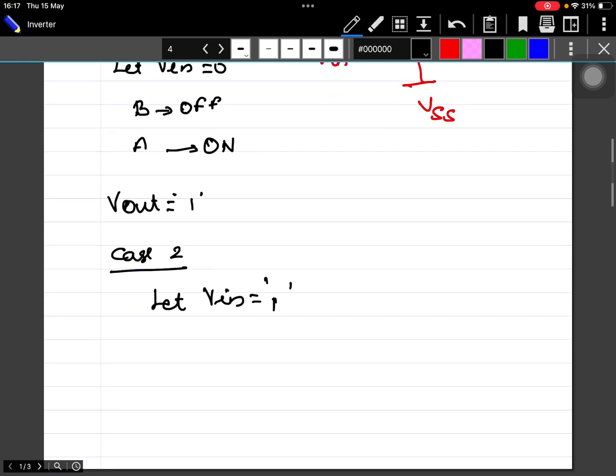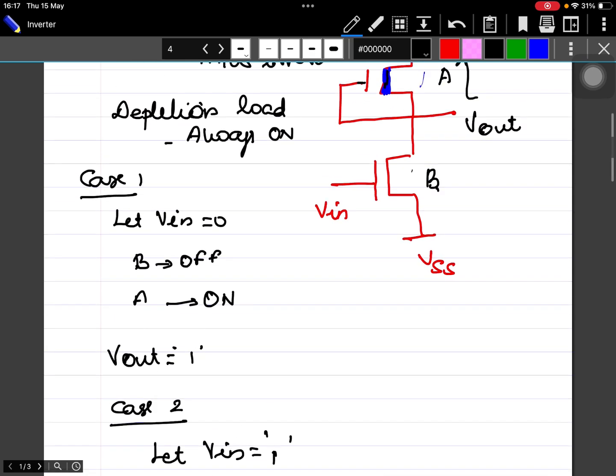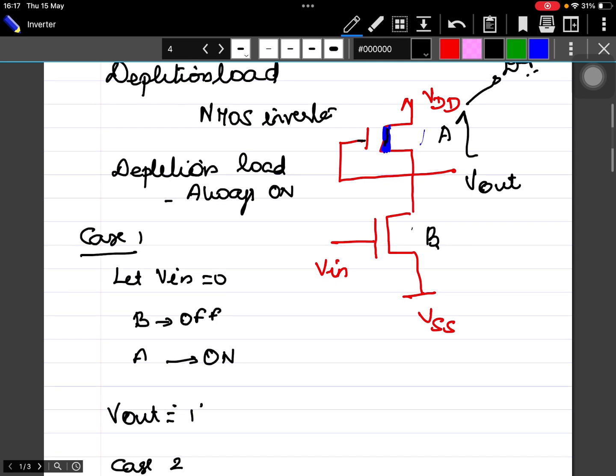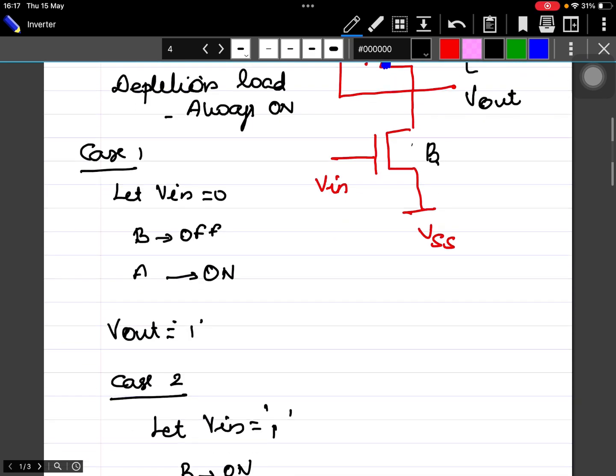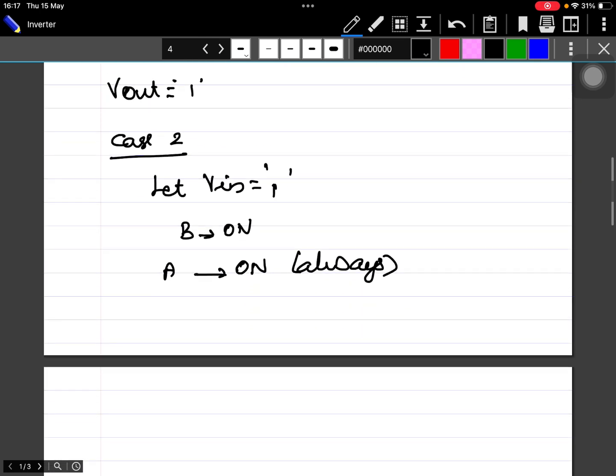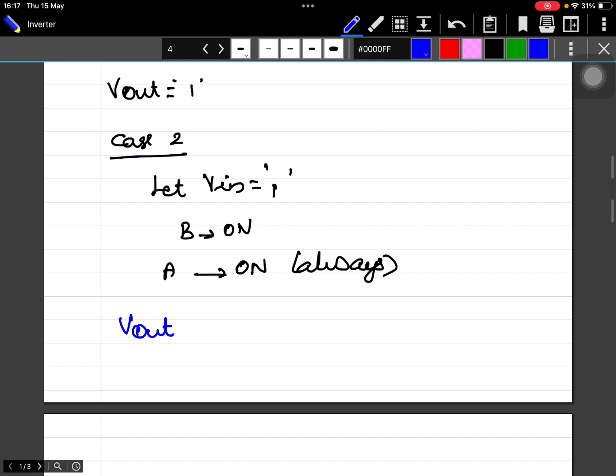Now what will happen? My transistor B turns on, A is already on, A is always on. So now there will be a competition between the transistors A and B. V out will be pulled up towards VDD, and it will also be pulled down towards ground. So what can I do now? This is an inverter circuit, am I right? So when Vin is equal to 1, what do we want? We want the output voltage to be 0. This is what we expect. How can that be made to happen?